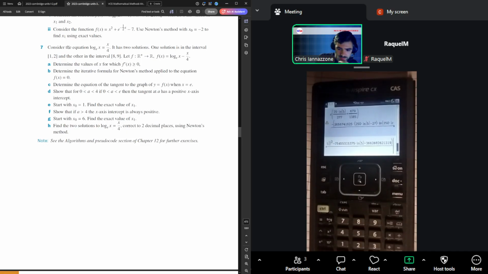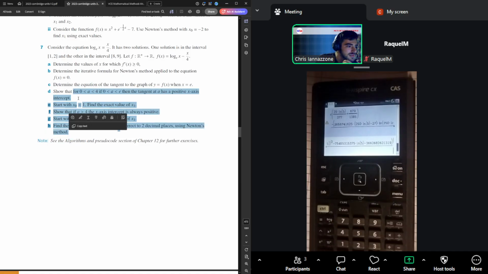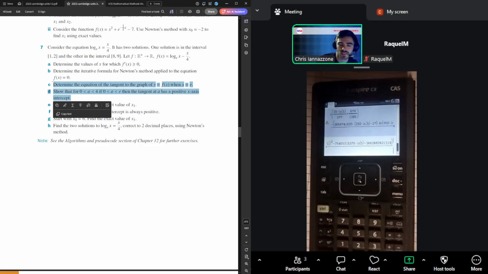Okay, is there anything else in here? Log equals that. You're given solutions in the interval. That's okay. Get the Newton's method formula. Tangent equation. Yeah, there isn't much that's actually really Newton's method here. This sort of stuff is just broadening again the idea that Newton's method at its core is just a bunch of tangent lines over and over, so they're just getting you down that path.